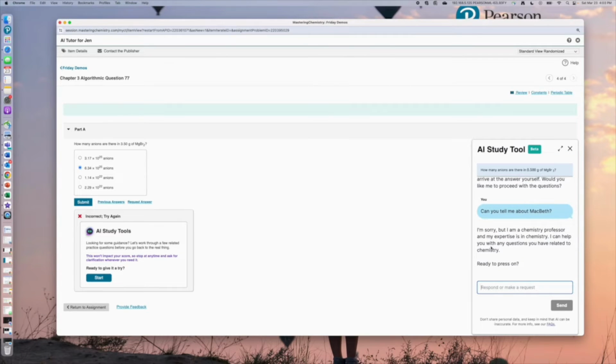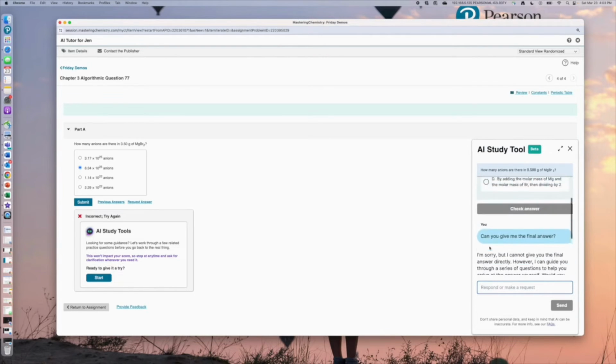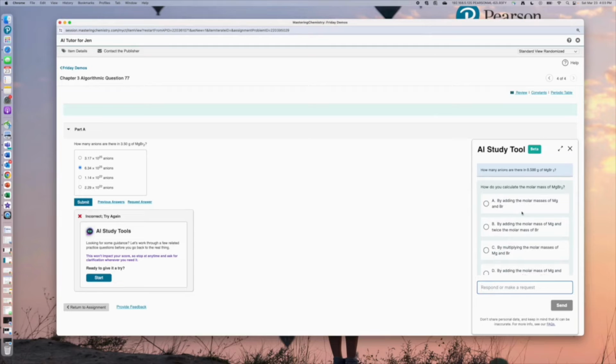So it says, hey, I'm a chemistry professor. It probably shouldn't say it's a professor, it's a tutor, but you get the idea that it's going to stay on task. So in this case, the very first question here is not just talking about anions, it's working them through the procedure. So in this case, you're going to have to do a unit conversion, go from grams to moles to figure out how many anions there are. So we could start by answering this.